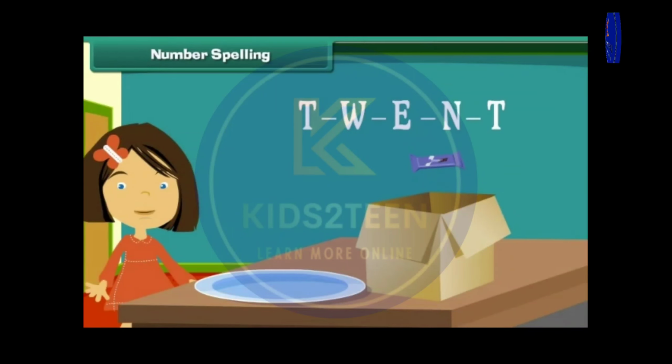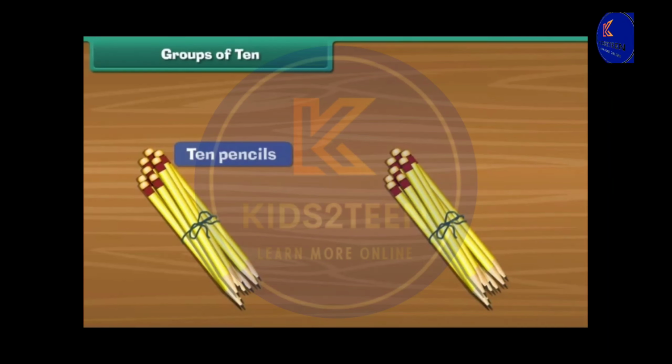Groups of 10. Look at this bundle of pencils. There are 10 pencils in this bundle. A collection of 10 objects is called tens. Here is one more bundle. There are 10 pencils in it as well. Therefore, we have 2 tens.